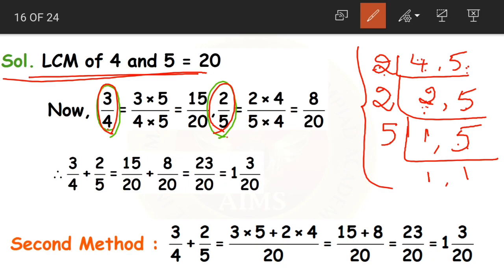Now what is the LCM? What is the answer here? Is it 1 comma 1 or is it 5? Is it 2? No. The LCM is 2 into 2 into 5. What is the LCM, students?